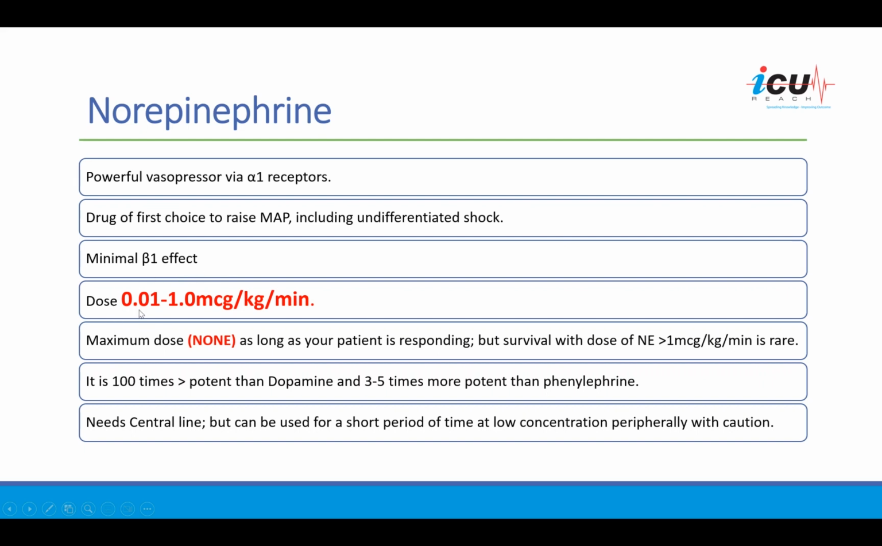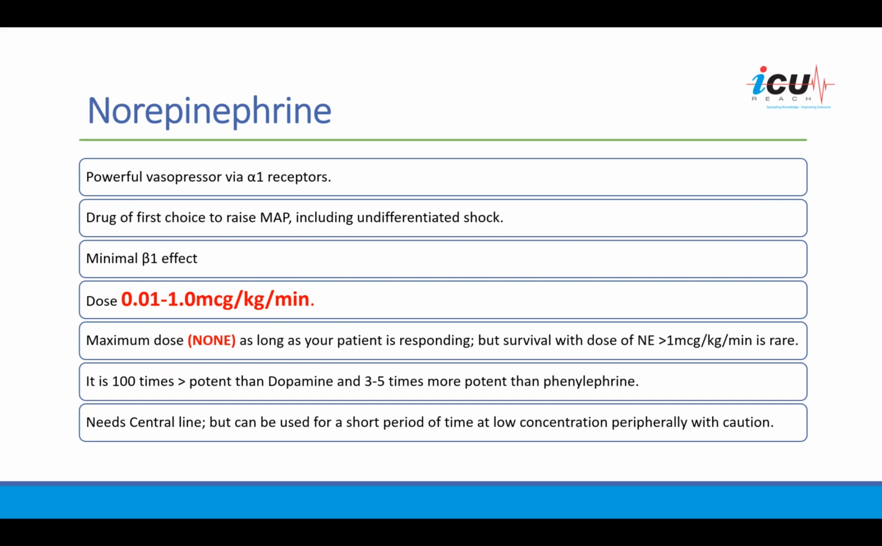The dose is 0.01 to 1 microgram per kg per minute, and there's no maximum dose, but I usually do not go above 1, rarely up to 1.5 micrograms per kg per minute. Survival rate is very low with any dose above 1 microgram per kg per minute. The agent is 100 times more potent than dopamine and 3 to 5 times more potent than phenylephrine.